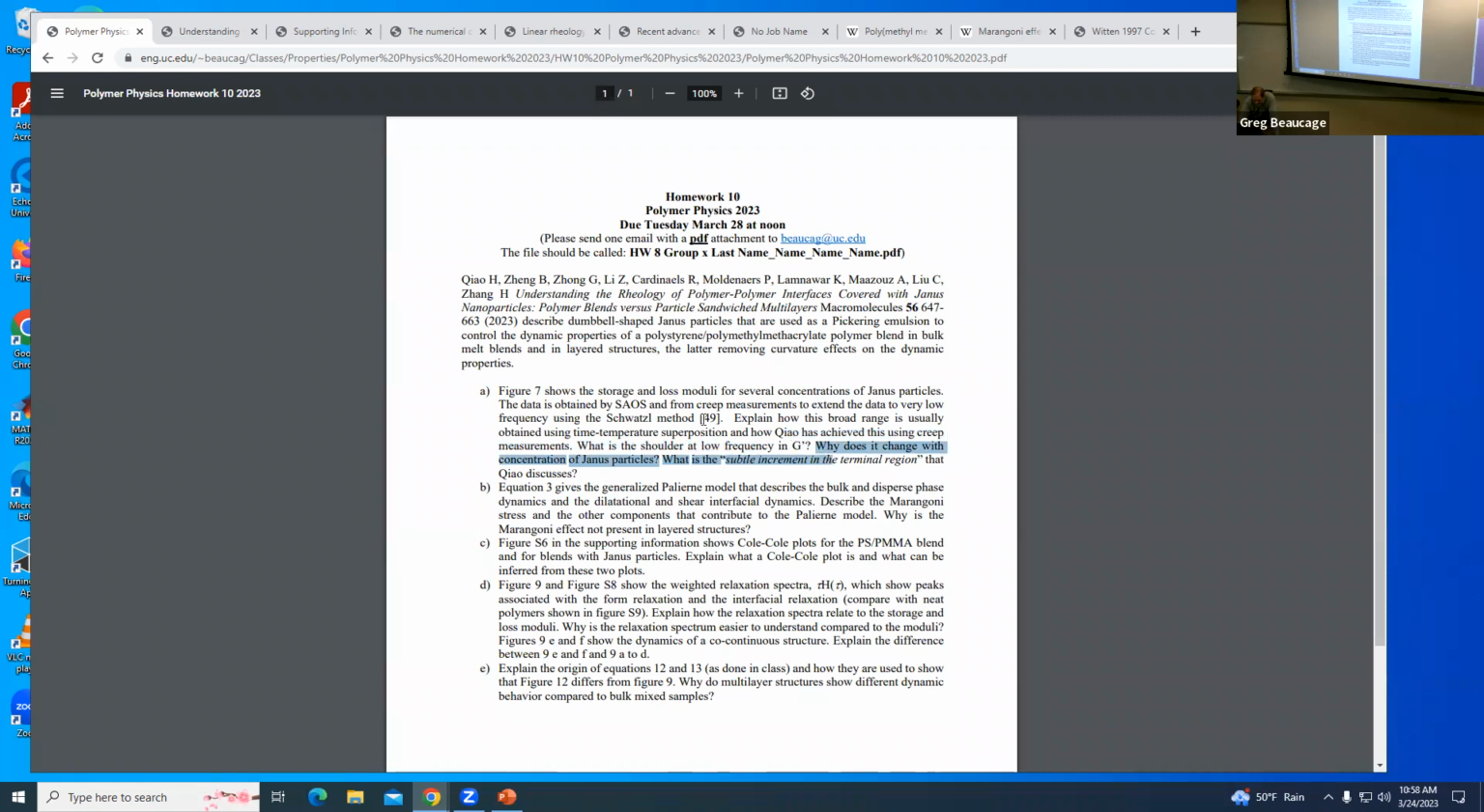So then he says, explain how the broad range is usually obtained, time temperature. Then he shows the shoulders at low frequency. So the shoulder is the shape factor. And then why does it change with concentration? Because you put in more particles, the domains get smaller as you add more Janus particles. So that means that shape factor should shift. And he shows that happens with the concentration of Janus. That also verifies that they're at the interface, and that they're modifying the surface.